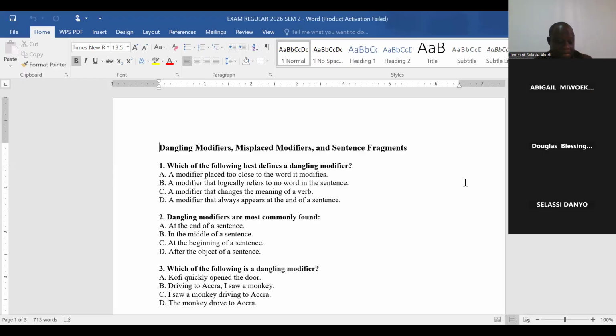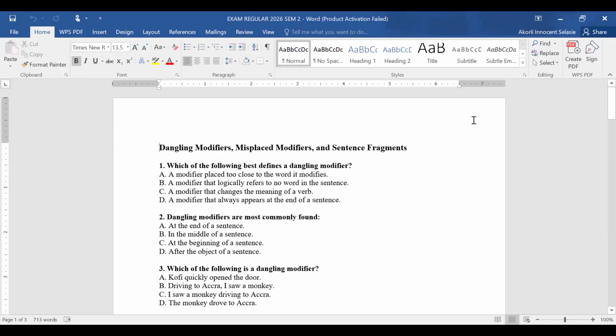Dangling modifiers, misplaced modifiers, and sentence fragments. Number 1. Which of the following best defines a dangling modifier? A. A modifier placed too close to the word it modifies. B. A modifier that logically refers to no word in the sentence. C. A modifier that changes the meaning of a verb. D. A modifier that always appears at the end of a sentence.